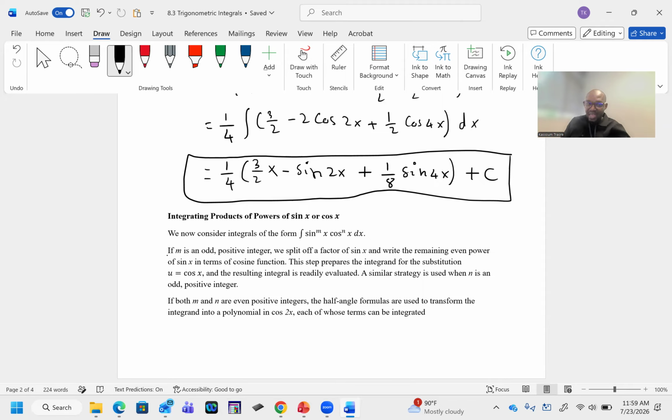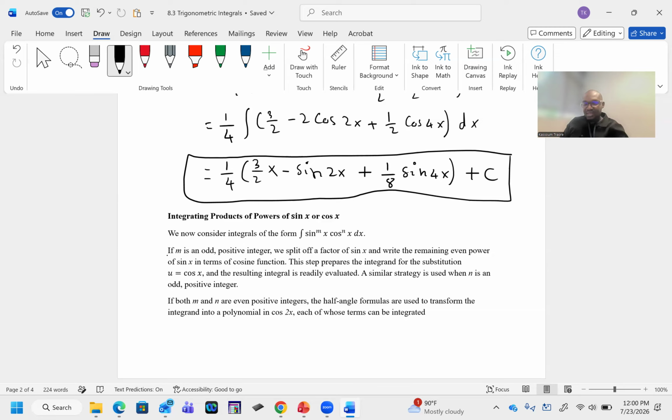Always follow this step. If m is an odd positive integer, which means the power of sine is odd, we split off a factor of sine x, so we make it sine x times sine to an even power. Does that make sense to you? And write the remaining even power of sine x in terms of cosine x. This step prepares the integrand for the substitution u is equal to cosine x, and the resulting integral is readily evaluated.